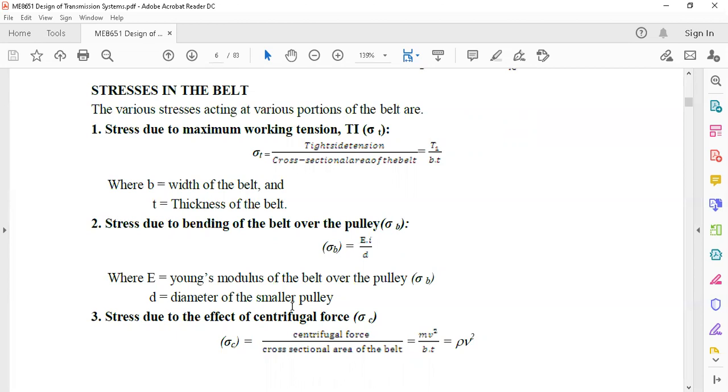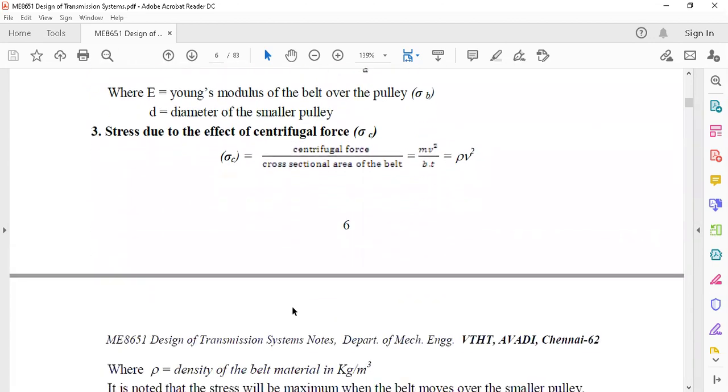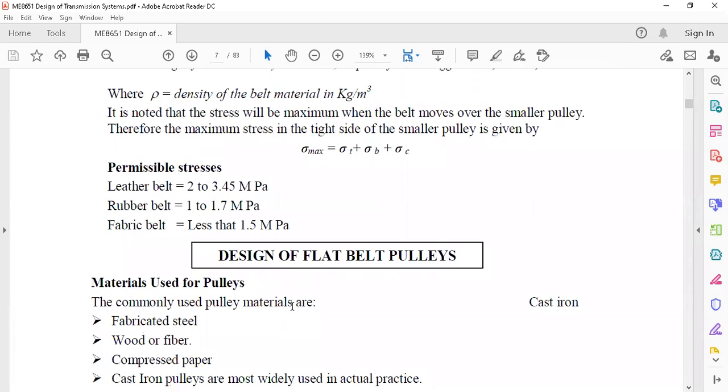For that, we just want to remember sigma T, sigma B and sigma C: the tension stress, the bending stress over the pulley, and the centrifugal stress. Otherwise, we also want to calculate the maximum stress, which is equal to sigma T plus sigma B plus sigma C. These will come under that, and the maximum permissible stress for each belt drive is given.